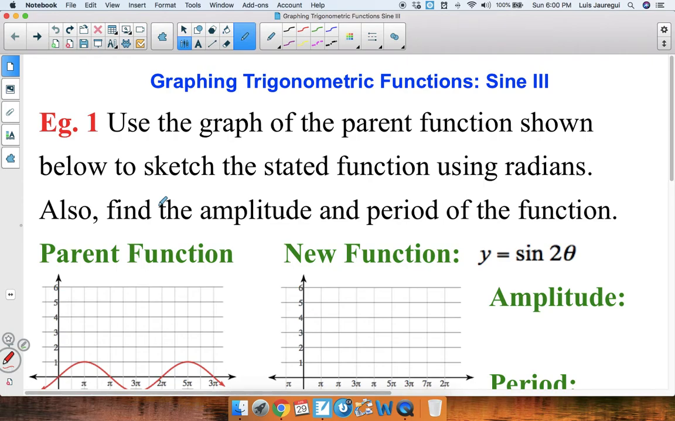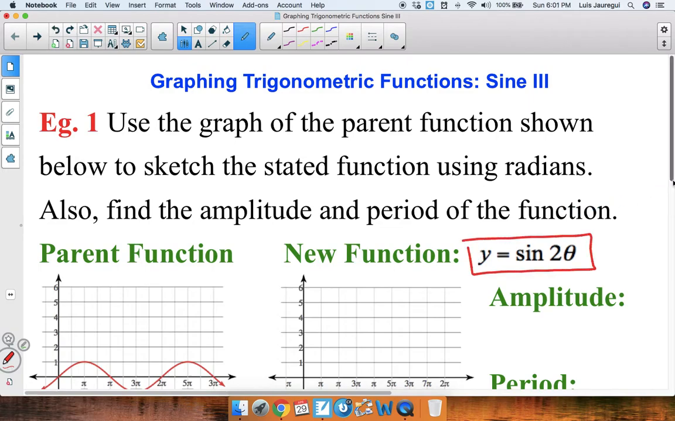Welcome. In this video we'll be graphing trigonometric functions, Sine Part 3. Example. Use a graph of the parent function shown below to sketch the stated function using radians. Also, find the amplitude and period of the function. Here, our function of interest is y equals sine of 2 theta.